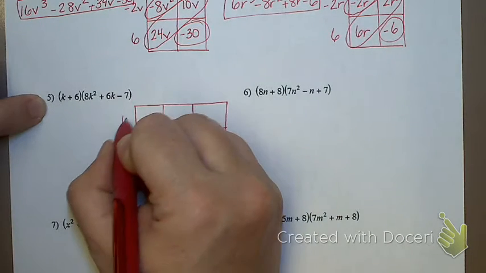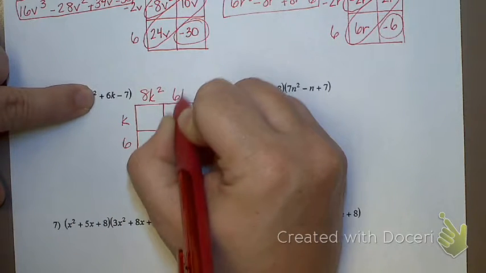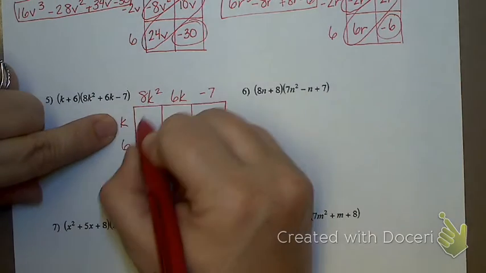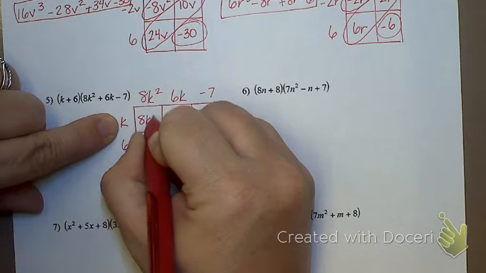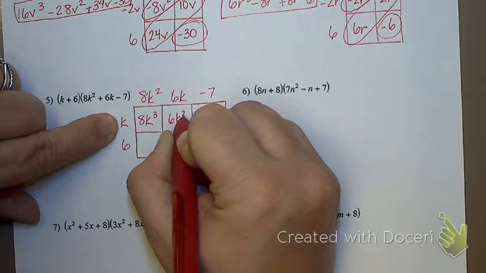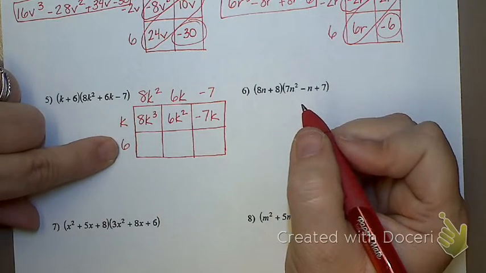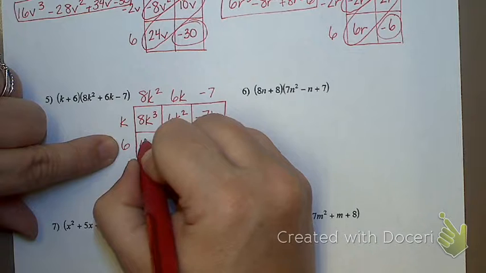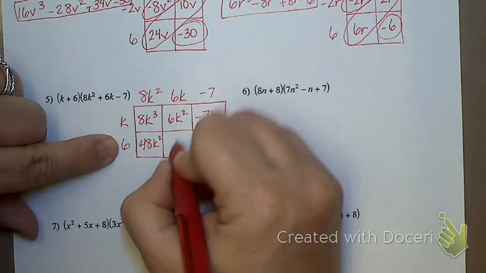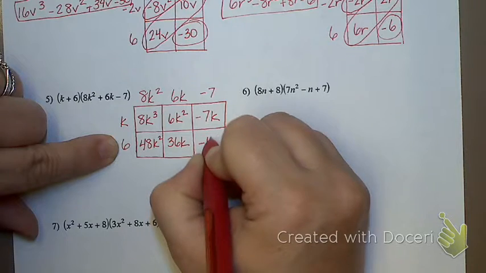So let's do our k and our 6, and then we have 8k squared, 6k, and negative 7. From here it's all exactly the same. K times 8k squared would be 8k to the third. K times 6k would be 6k squared, and k times negative 7 would be negative 7k. On the next row, 6 times 8k squared would be 48k squared. 6 times 6k would be 36k, and 6 times negative 7 would be negative 42.